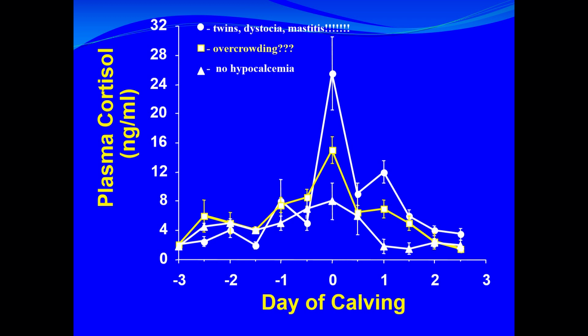And if an animal has full-blown milk fever or has twins, dystocia, mastitis, these levels can get quite high. So we might call this normal level, a 2 to 3-fold increase, physiological, but when you get to these very high levels of 15, 20-fold higher than normal, that's probably pathologic and has immunosuppressive actions on the animal.